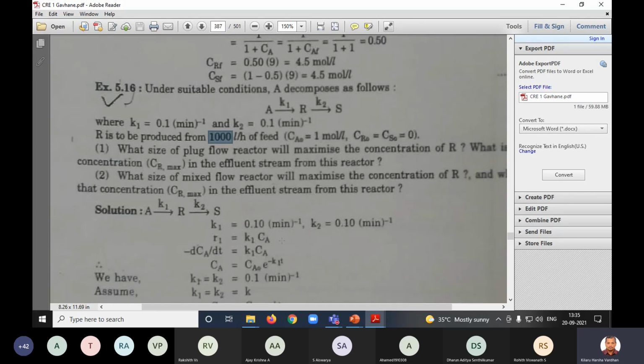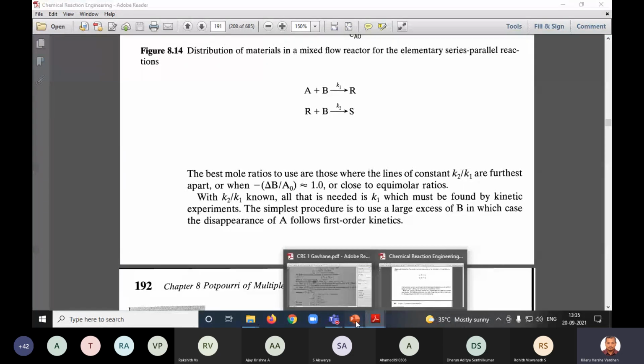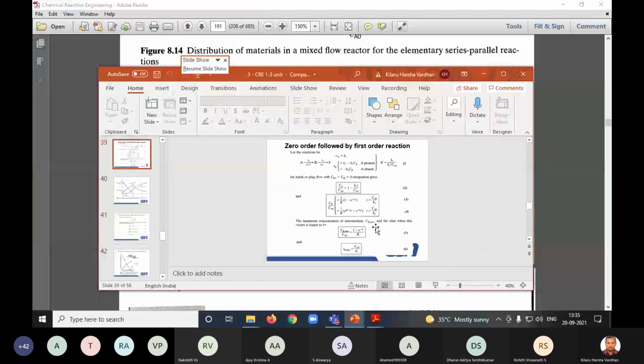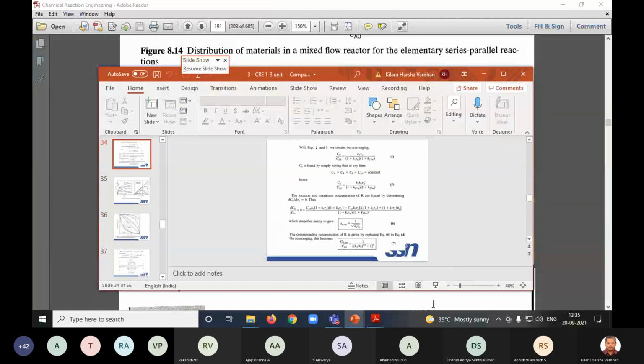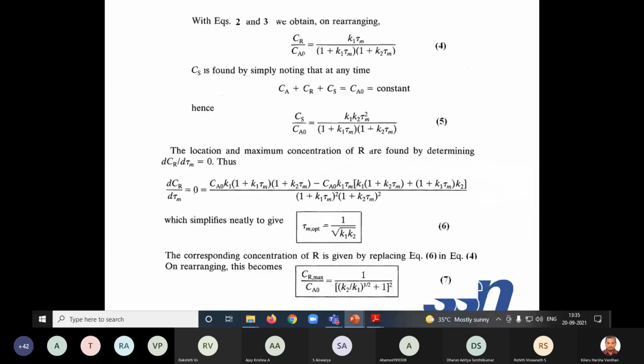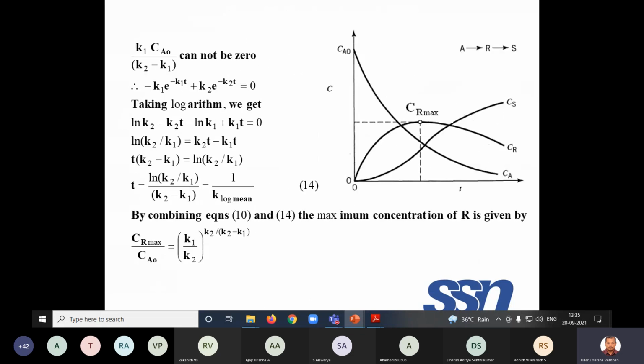You know the expressions, we can directly substitute the expressions here. This is a series reaction, and he's asking for a plug flow and a mixed flow. We know these equations you have to use. This is for CR max by CA0 for mixed flow, and this is CR max by CA0 for plug flow, right? We can do that, but we'll see how he is doing.